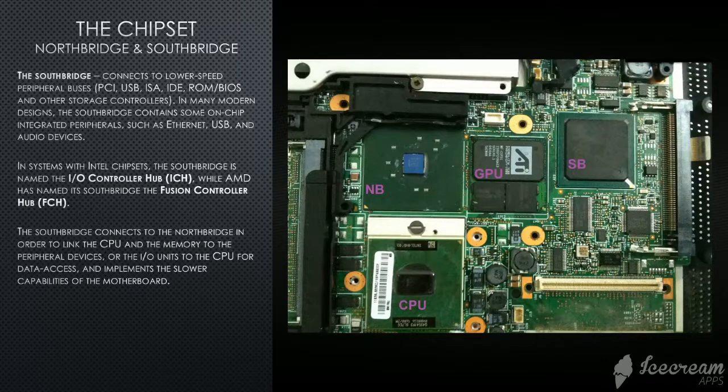The South Bridge connects to the North Bridge in order to link the CPU and the memory to the peripheral devices, or the I/O units to the CPU for data access, and implements the slower capabilities of the motherboard. To summarize everything, the chipset manages the data flow between the processor, the memory, and the peripherals. It is the backbone of the motherboard, and the quality and capabilities of the chipset define the quality and capabilities of the whole board.